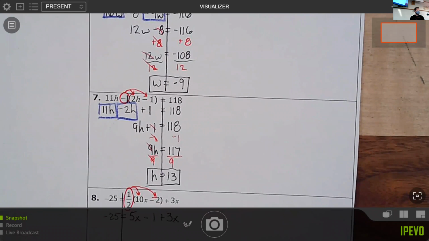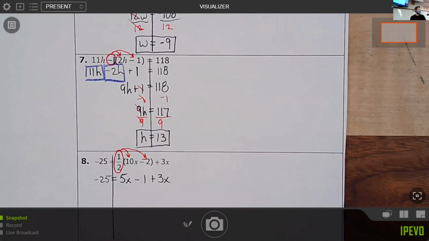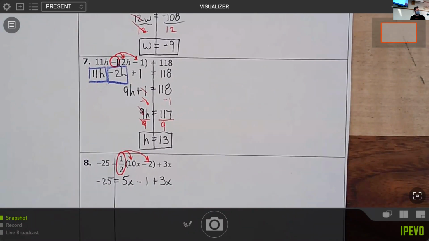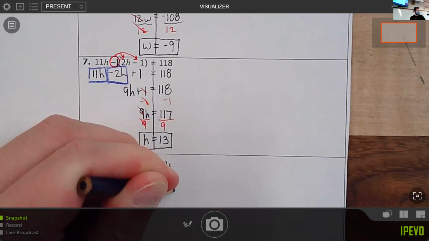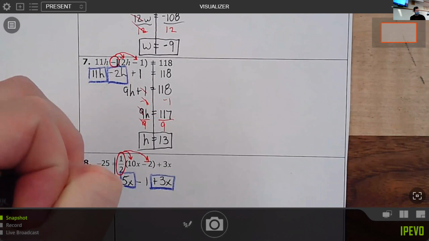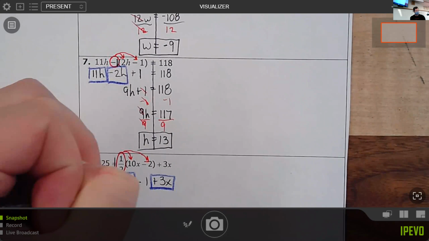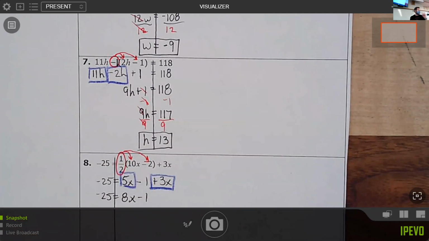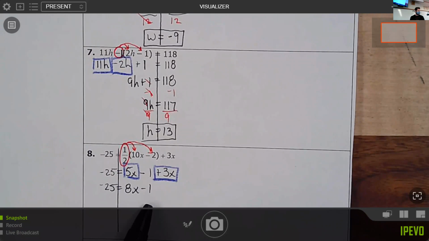And then the next step, if we can, combine like terms. Are there like terms that we can combine? I see a nod. Where are they? Which ones are they? 5x and the positive 3x. On the left-hand side, we still have a negative 25. Haven't done anything with that yet. 5x plus 3x. 5 plus 3 is 8, so that's 8x, and then minus 1. So we've distributed, step 1. We've combined like terms, step 2. Step 3, solve. Usually a two-step equation. There it is, a two-step equation.